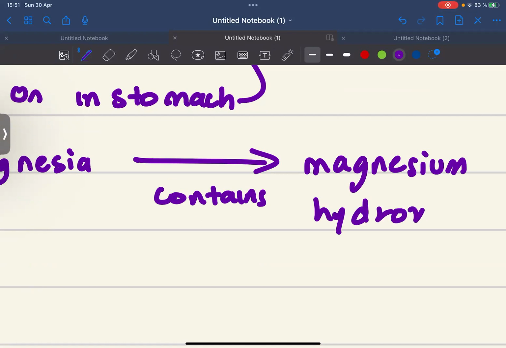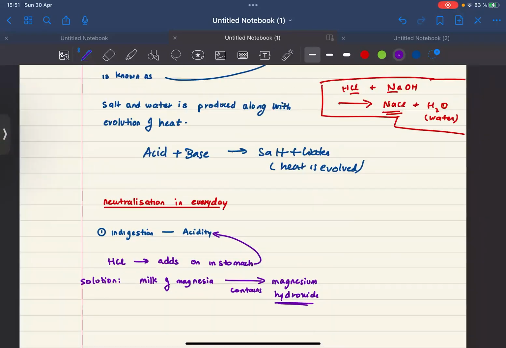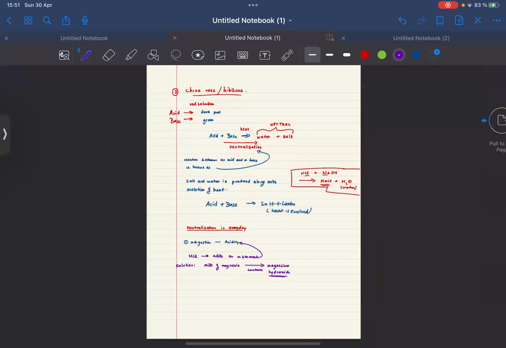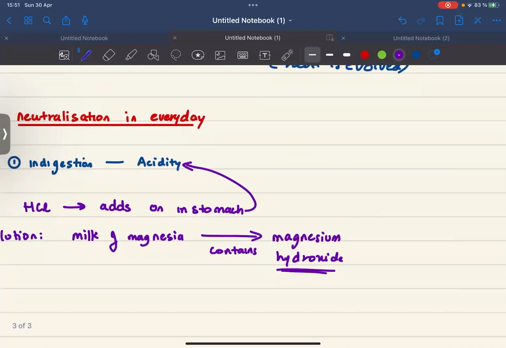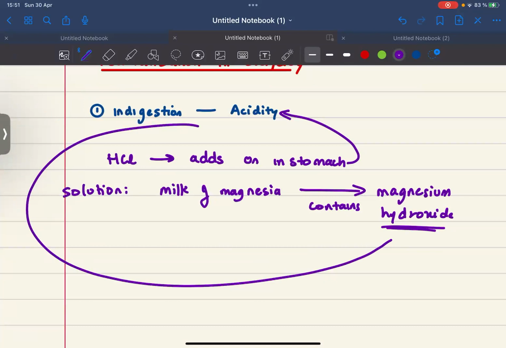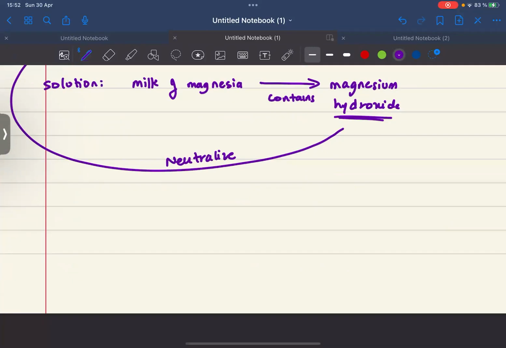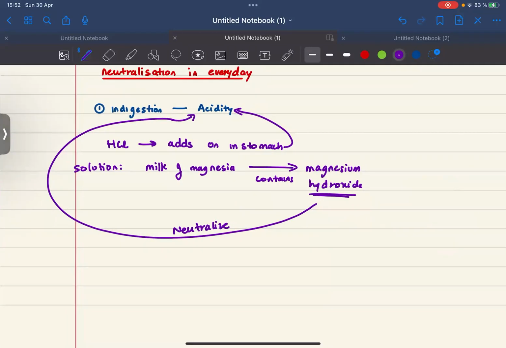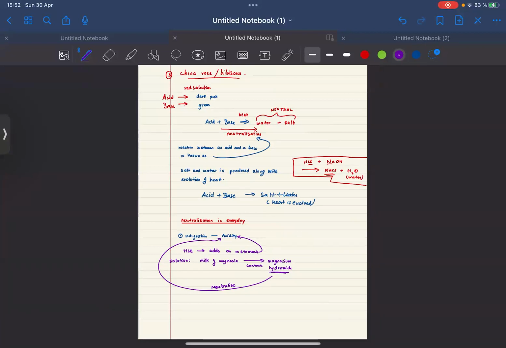You all should be aware by now. If the term hydroxide itself is there, it means it's a base. So you drink that, and this will neutralize the acid. It will calm down the acid, and it will basically remove the acidity, and it will bring down the power of the acid. This is one of the situations.